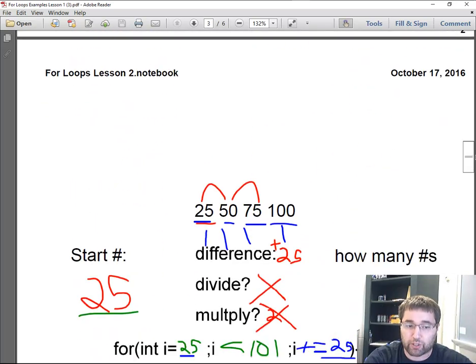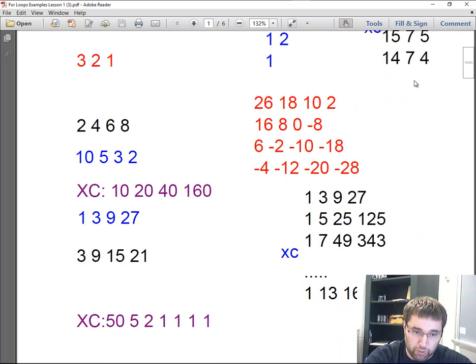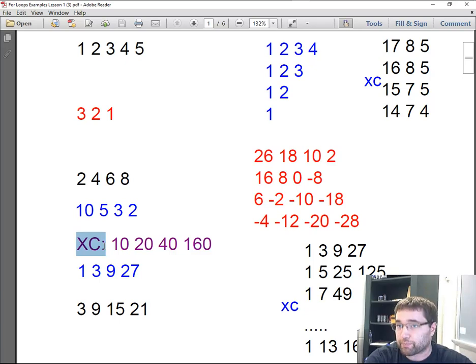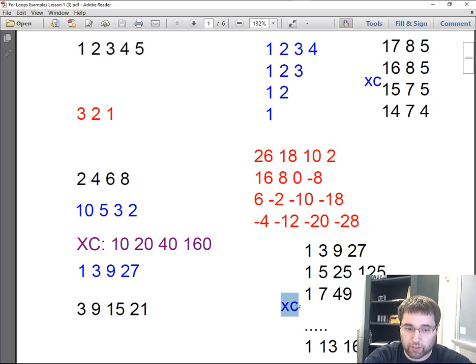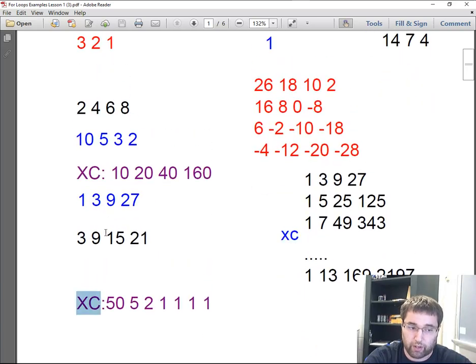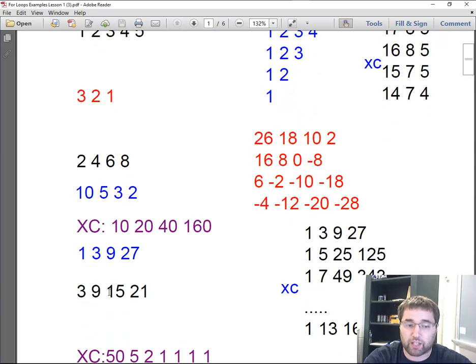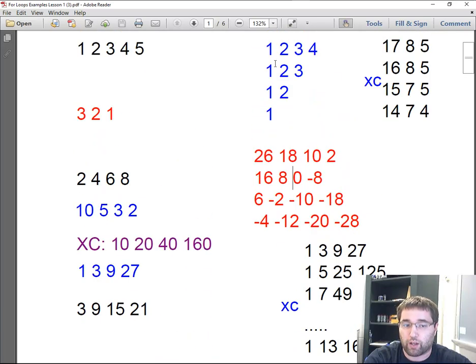Please realize the answers to this class are on there a little bit, so don't look at them. What you want to be doing is following along. XC means extra credit. The rest of them you are required to do, so this one also is extra credit. So that means you need 1, 2, 3, 4, 5, 6 individual for loop lines and 1, 2 double for loops.